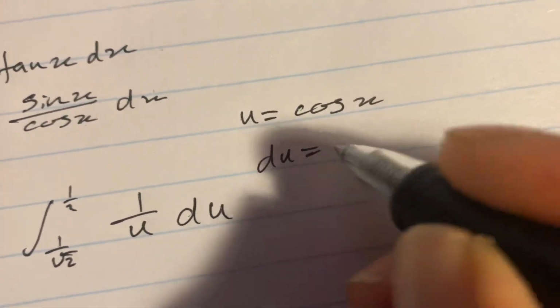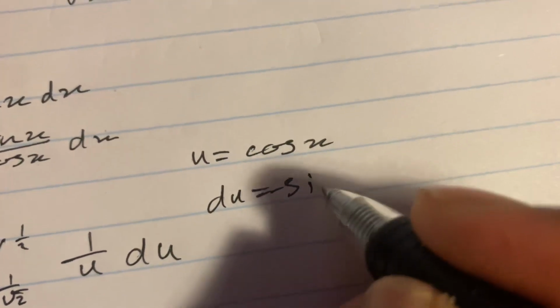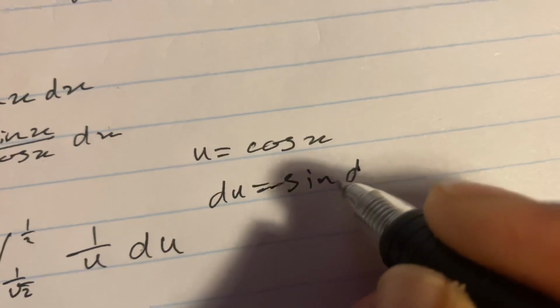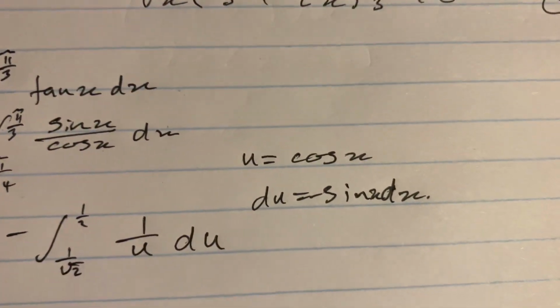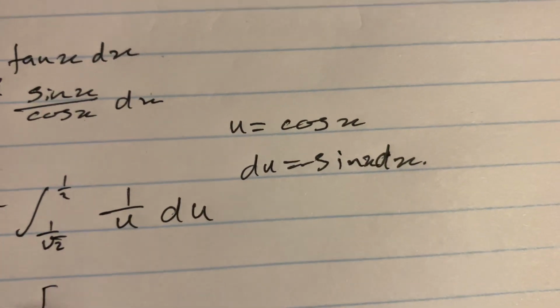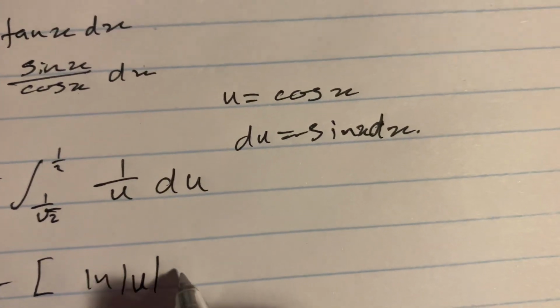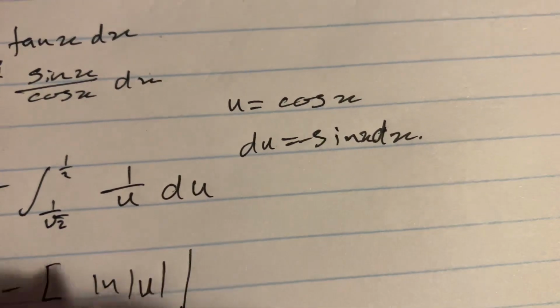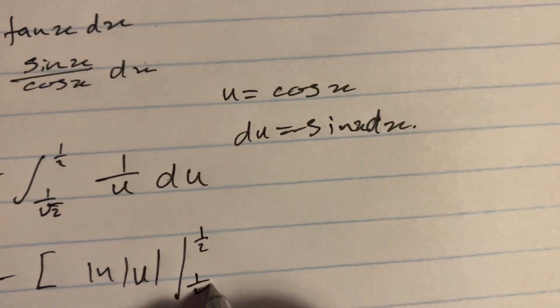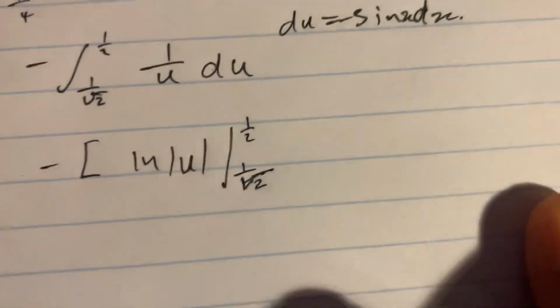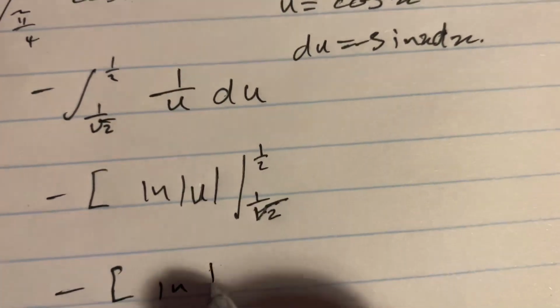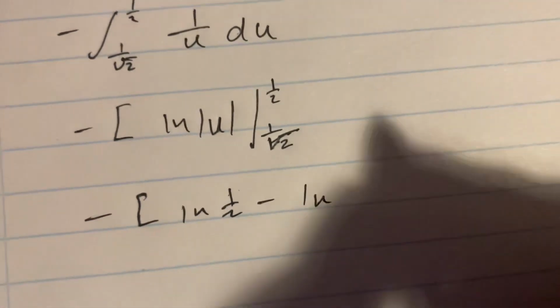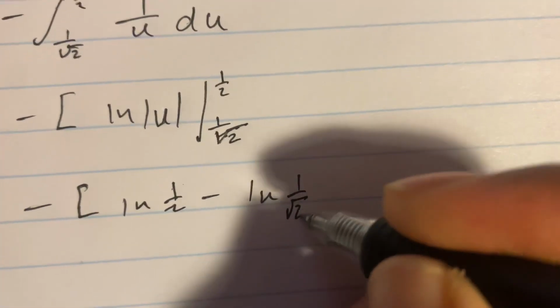We get it from that one. If you want me to write it all, let me write it here. So we still have a negative sign, let me not forget it, sine of x dx. Now we're done with this one. So this is ln of the absolute value of u, with these limits, which is a half and 1 over square root of 2, sorry there. So let's write it again now and put those things inside. So we have a half minus ln of 1 over square root of 2.